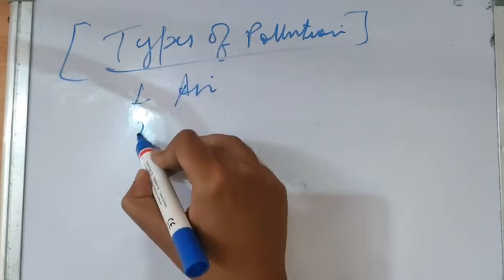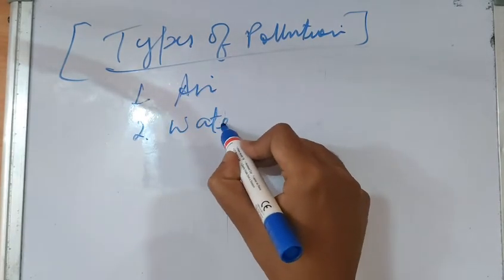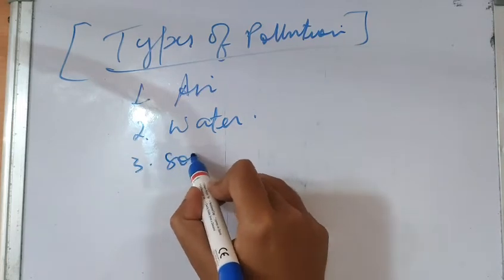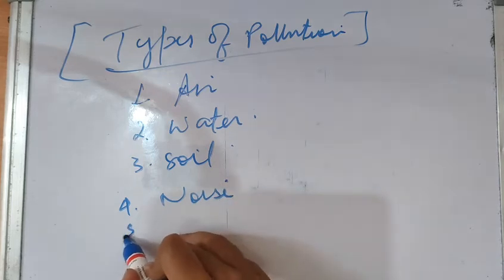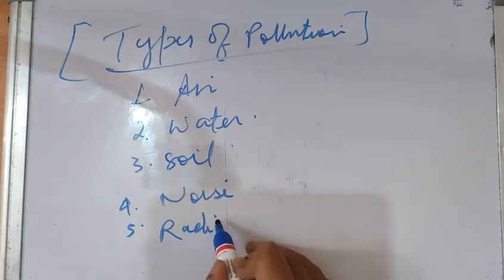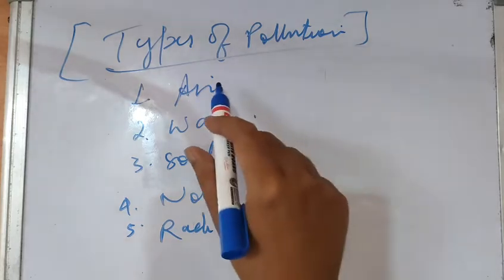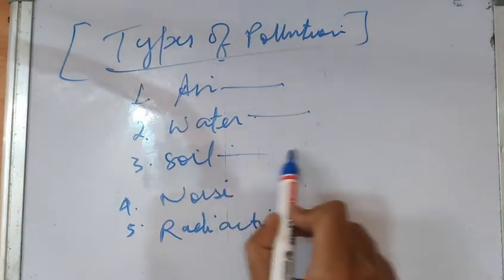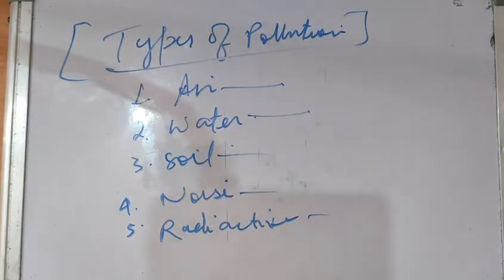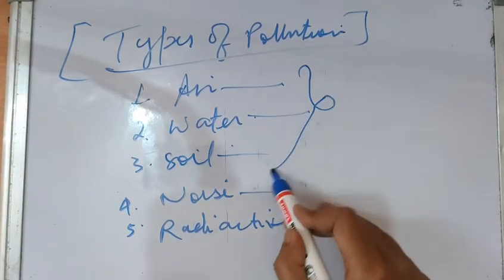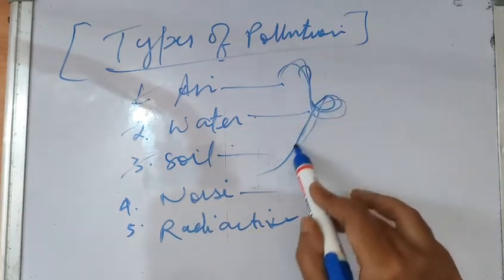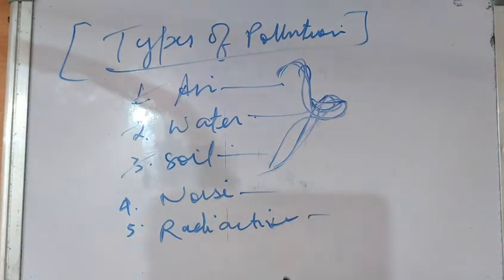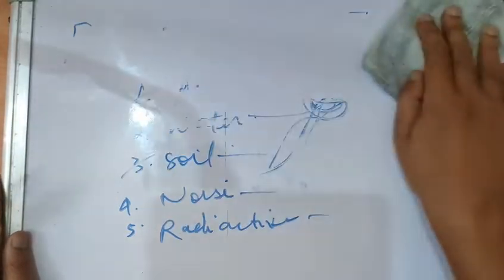Now, what are the types of pollution? Air, water, soil, noise, radioactive. Contamination of air is air pollution, contamination of water is water pollution, then soil pollution, noise pollution, radioactive pollution. These are the types of pollution. And for agriculture, these three majorly affect agriculture, so we are going to discuss all of these and give much focus on these three pollutions: soil, air, and water pollution.